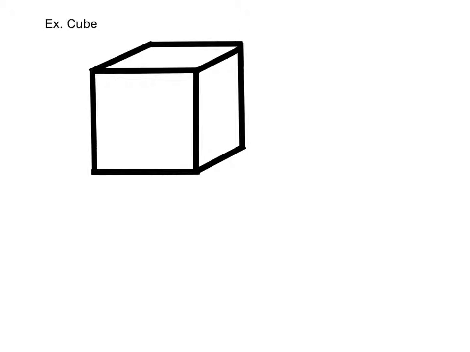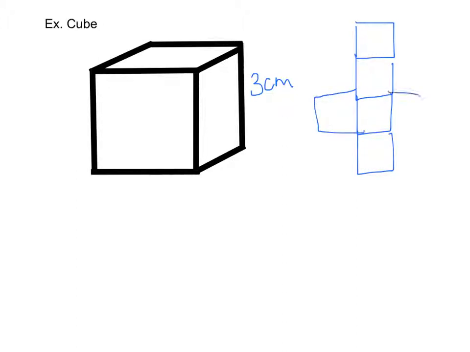So if we have a cube and we say that the side is going to be 3 centimeters, what I like to do is draw out the net of my figure and then put some measurements on it to really visualize what I'm doing. So 3 times 3, and then this is just repeated 1, 2, 3, 4, 5, 6 times.